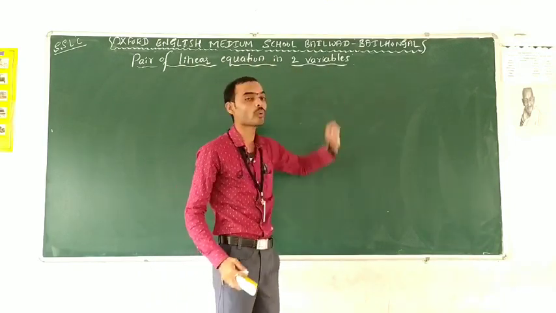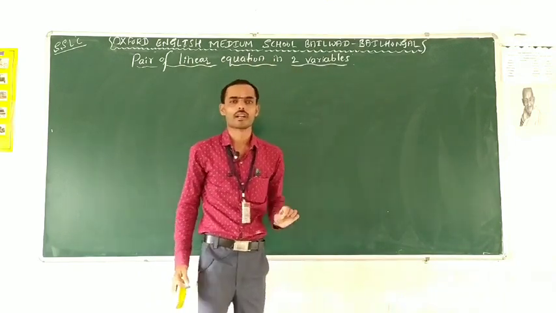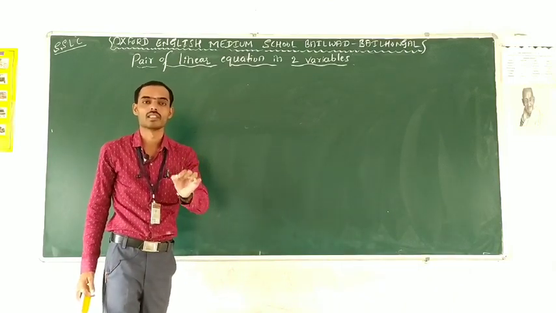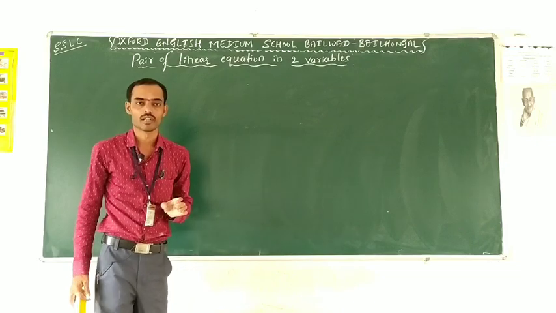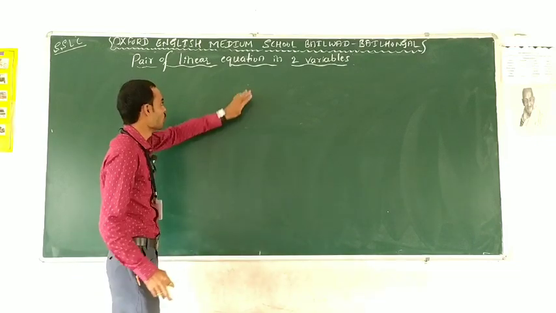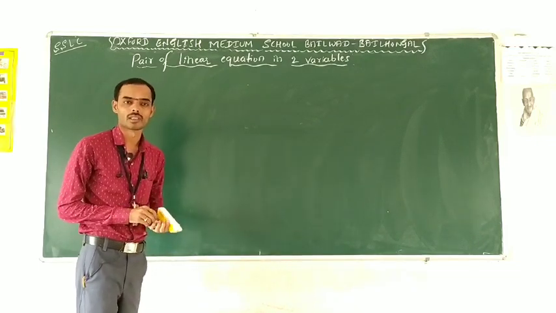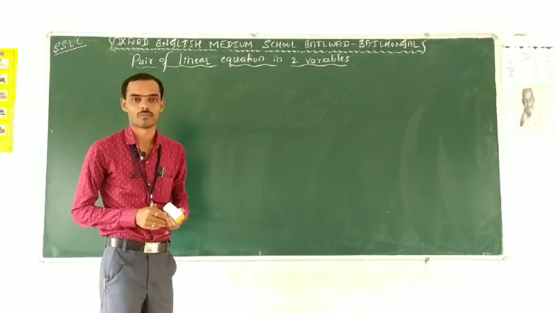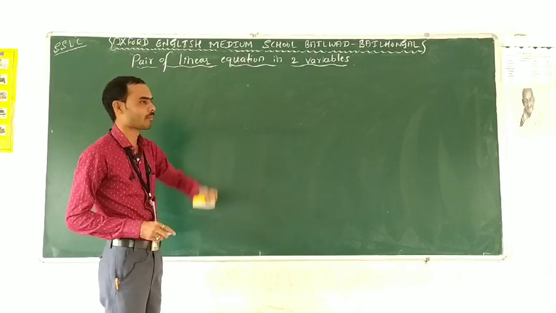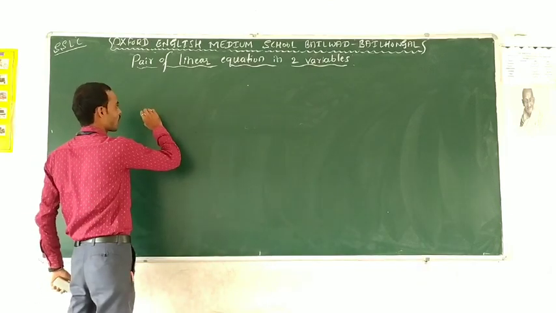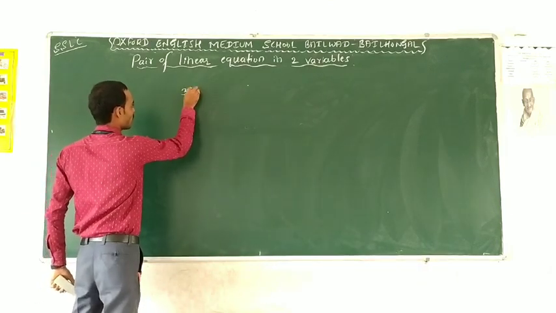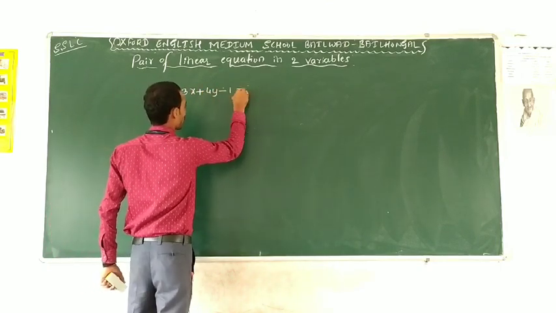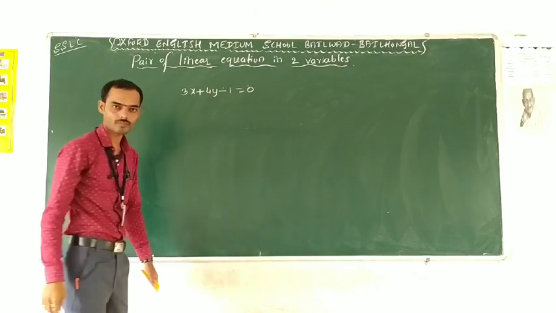Next, in two variables. What is the meaning of variable? We can use any small letter of the alphabet, A to Z. Two variables means what? Variables can change according to the requirements. So for two variables, I will take the first linear equation: 3x plus 4y minus 1 is equal to 0.